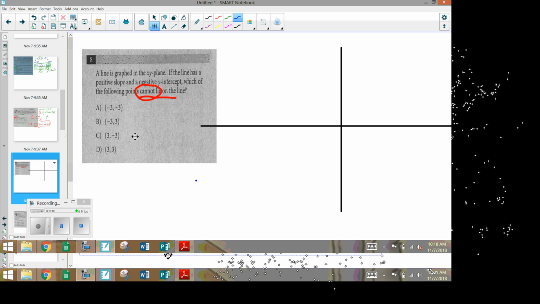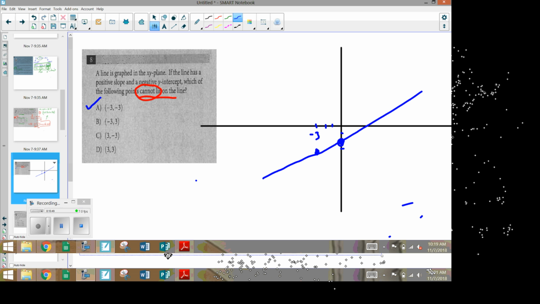Okay, let's get started. Let's try A, (-3, -3). X equals -3 and y is equal to -3. So the point is here. The question is, which of the following points cannot lie on the line? That means the point is supposed to be on the line, and we need a negative y-intercept. I can do this. See, it has a negative y-intercept. That's possible. So this is not the answer because I'm looking for the cannot.